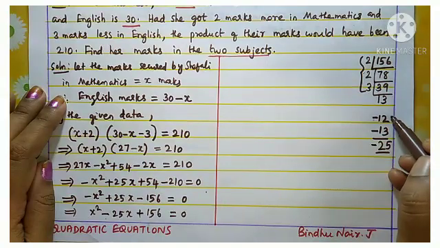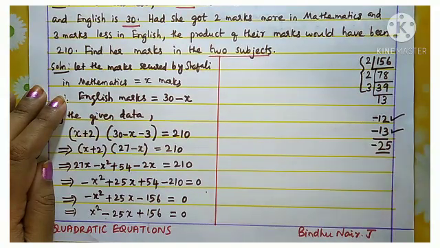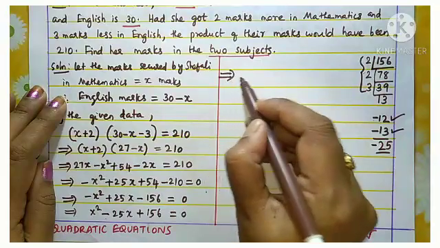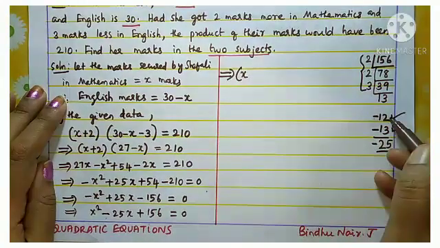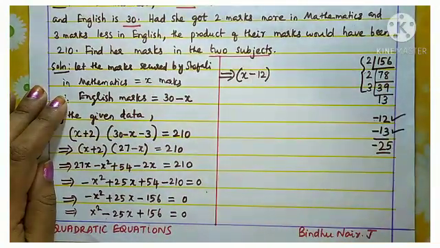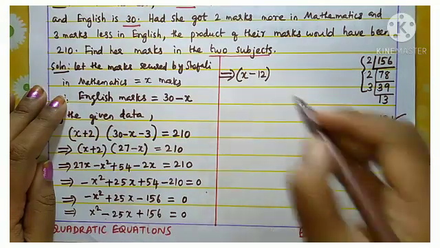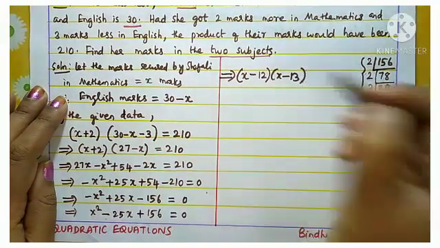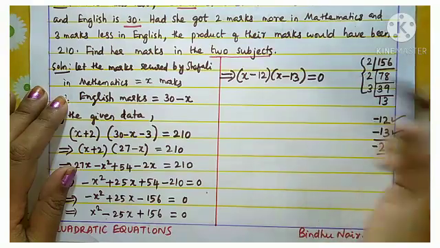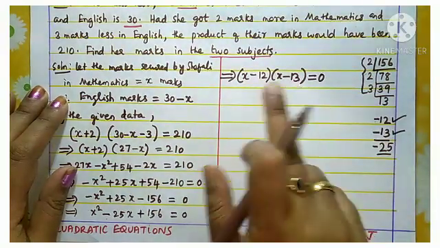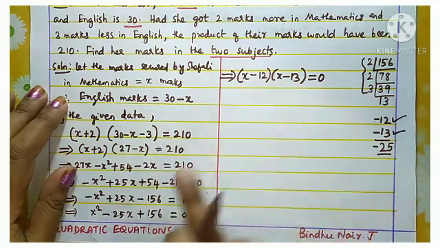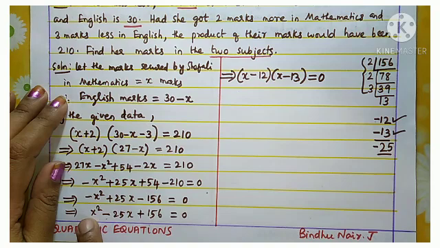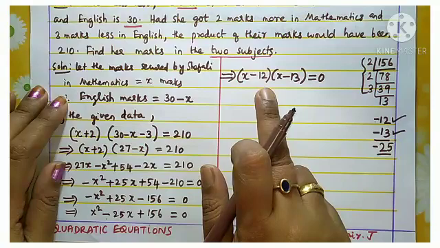You know the two numbers we got, minus 12 and minus 13. So you can write directly like this. Our variable is x, so x minus 12 is one factor and x minus 13 is another factor, equal to 0. We can use this direct step to find the roots of the equation only when the coefficient of x square is 1. That time only we can apply this direct method.